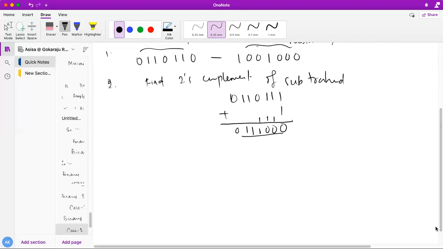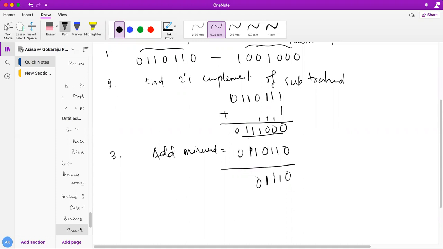So what next I have to do, I am going to add the minuend to it. So what is my minuend? Minuend is actually 0, 0, 1, 1, 0, 1, 1, 0. So this is my minuend. So I am going to add these two, 0, 0, 1, 1, 0, 1, 1, 1, 0, 1, 1, 1, 0. Here carry 1, 1, 1, 0 plus 1, 1, carry 1. So this is my result.